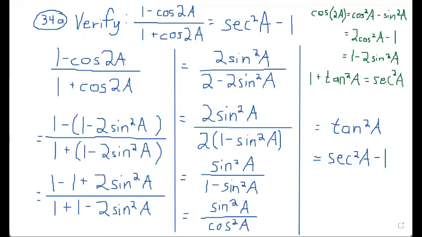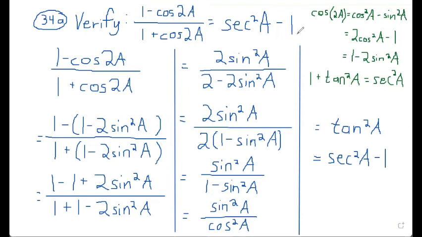For this video, we're going to cover verifying a trigonometric identity. Now, the identity that we need to verify is as follows. 1 minus cosine of 2a all over 1 plus cosine of 2a is equal to secant squared a minus 1.